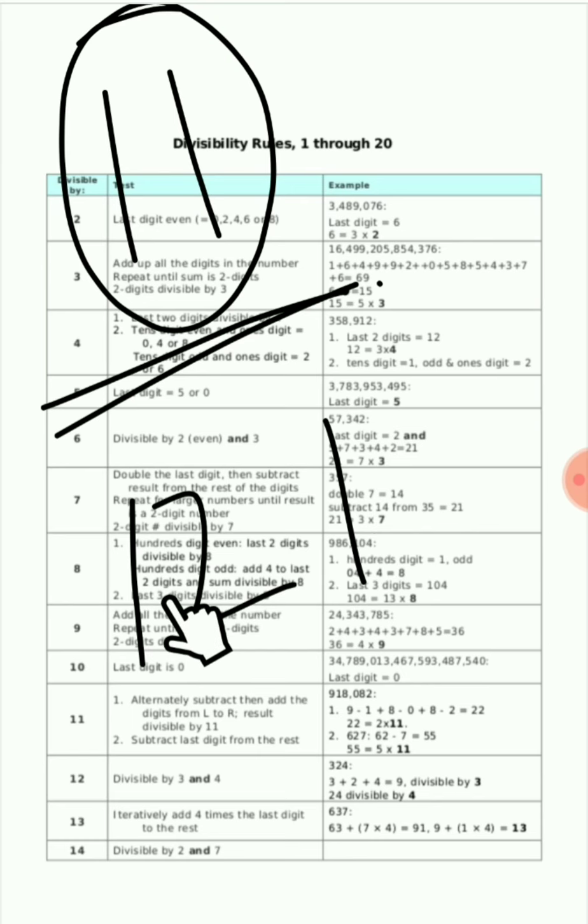We take the alternating sum of the digits. That is, here we put a plus sign, here we put a negative sign, here we put a plus sign again. If the alternating sum of the digits is either 0 or a multiple of 11, then the number is divisible by 11.